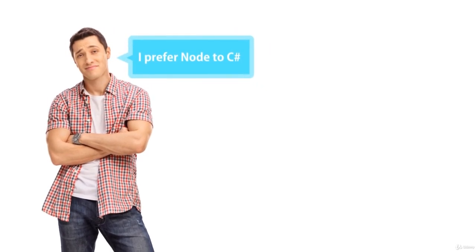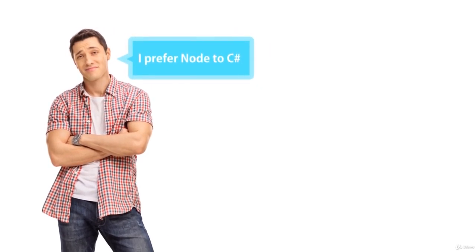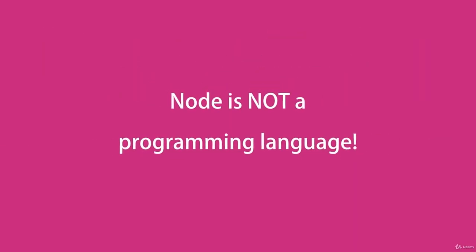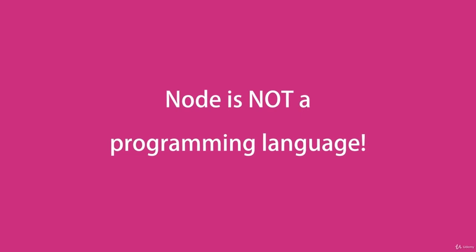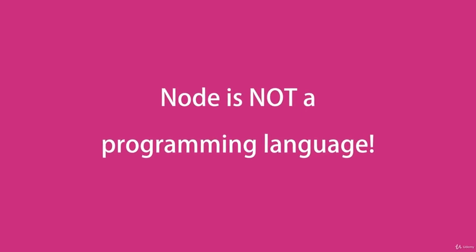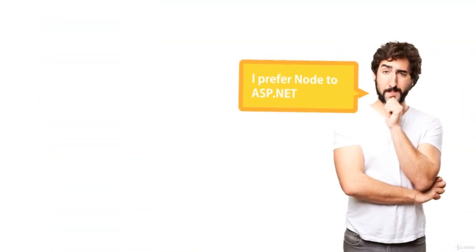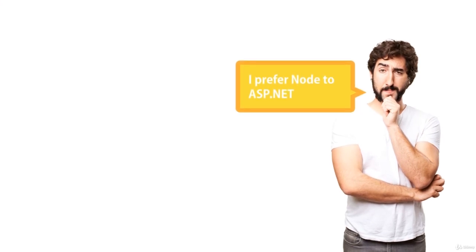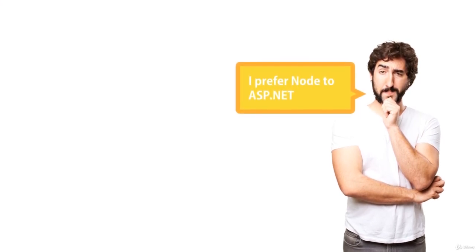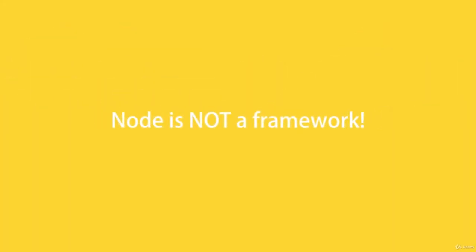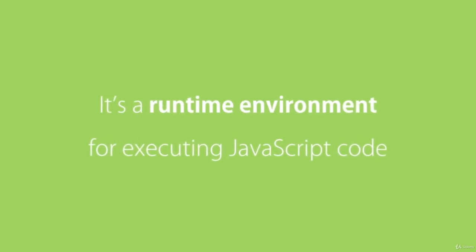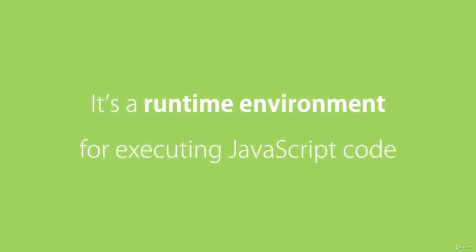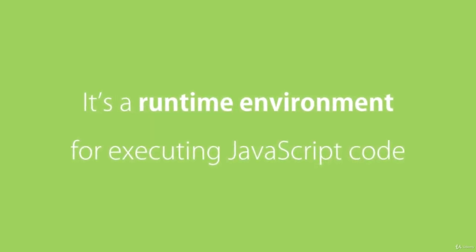Now, I've seen people comparing Node to C# or Ruby or some other programming languages, but these comparisons are fundamentally wrong because Node is not a programming language. It's like comparing a car with an apple. By the same token, Node should not be compared with frameworks such as ASP.NET or Rails or Django and so on. These are frameworks for building web applications. Node is not a framework. It's a runtime environment for executing JavaScript code. Next, we're going to look at how Node works.